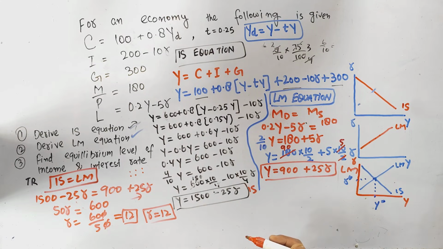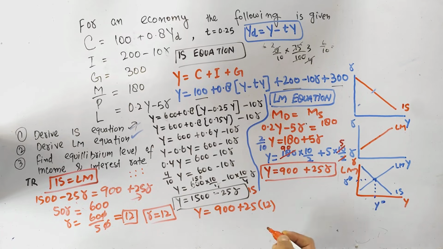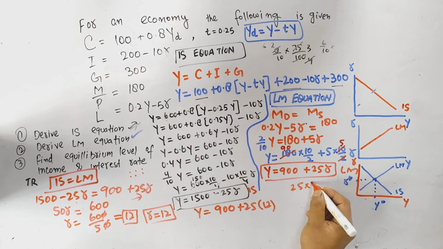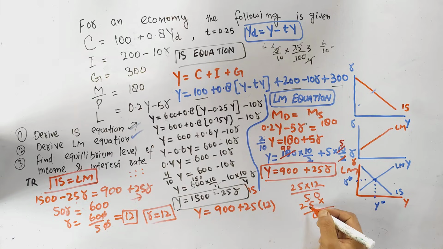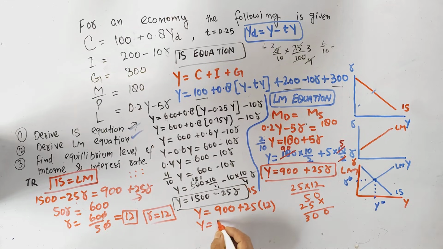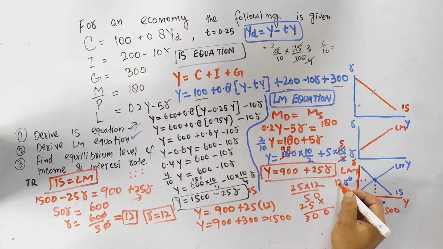Now to find the equilibrium level of income, we plug the rate of interest into either the IS equation or the LM equation. Let us put it into the LM equation. So we have 900 plus 25 times 12. 25 into 12 is 300. I'm really weak in these calculations. So y will be equal to 900 plus 300, which is equal to 1200. So at equilibrium, total income is 1200 and the interest rate is 12.